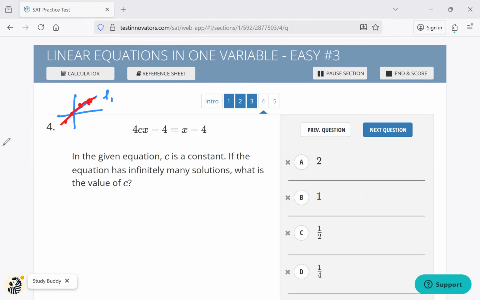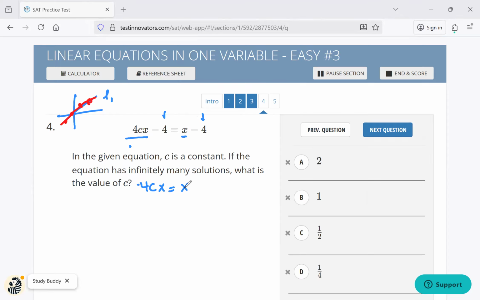So what we have to do is, they want to know what is c. So what this means is we're going to set this equal to this because they're the same, right? Negative 4 is equal to negative 4. So why not 4cx equals x?